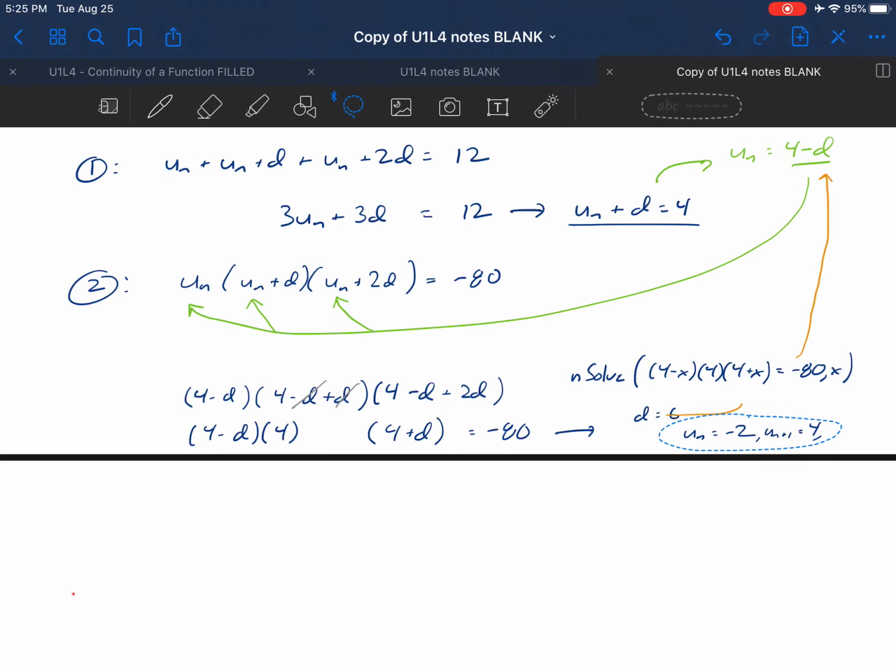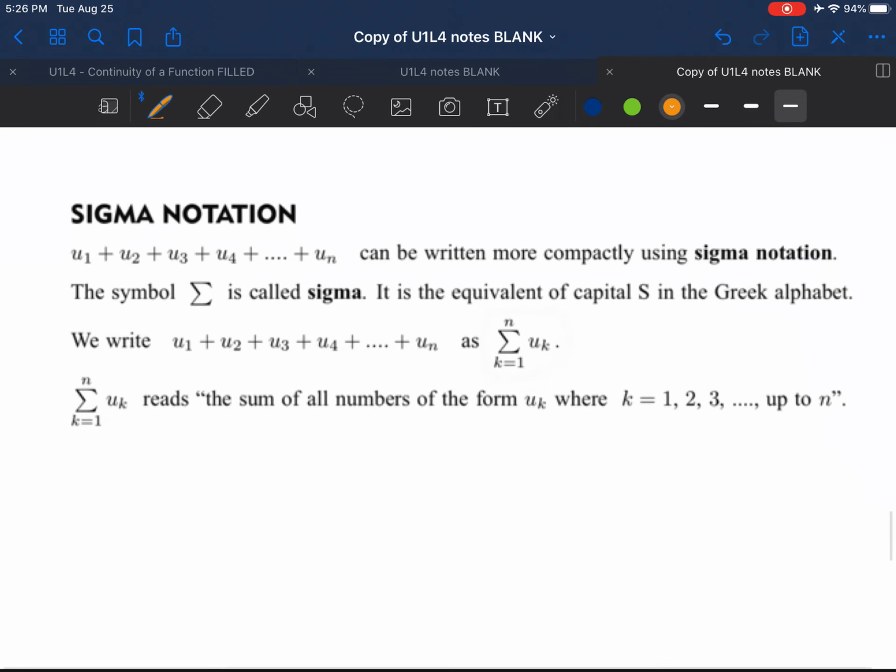So let's circle this stuff and move it so I get some more room. Well, that's okay. So u sub n plus 2 is going to be 10, because that's 4 plus 6. And that checks out, right? If we add negative 2 plus 4 plus 10, we get 12. If we multiply negative 2 times 4 times 10, we get negative 2 times 40, which is negative 80.